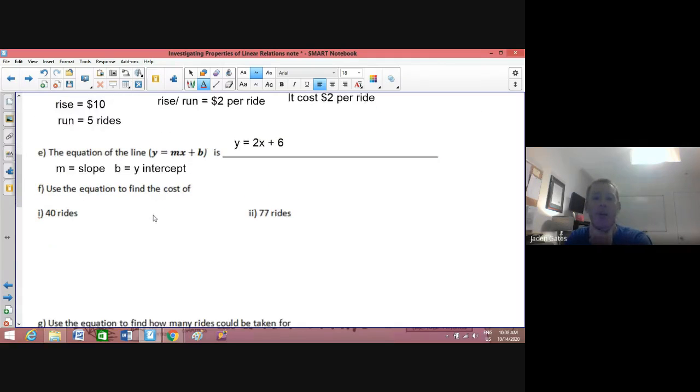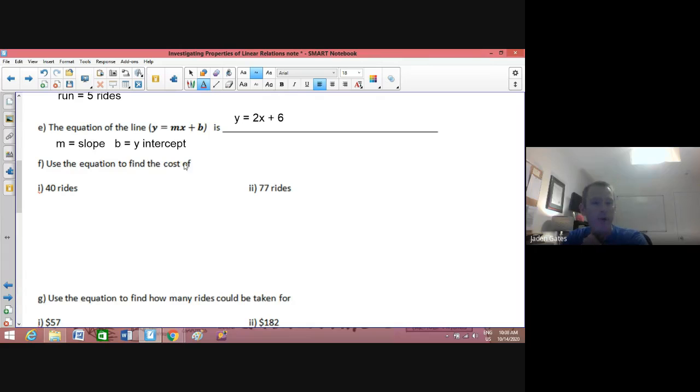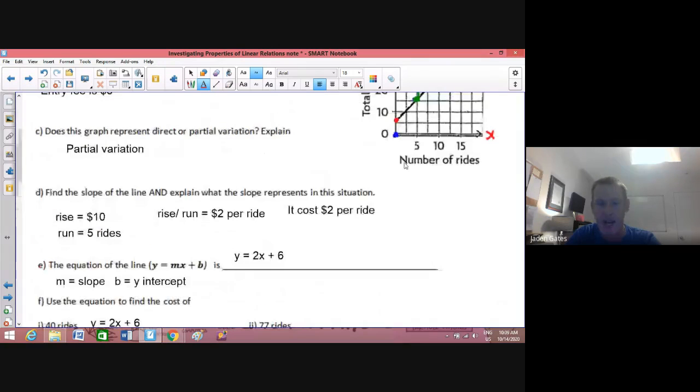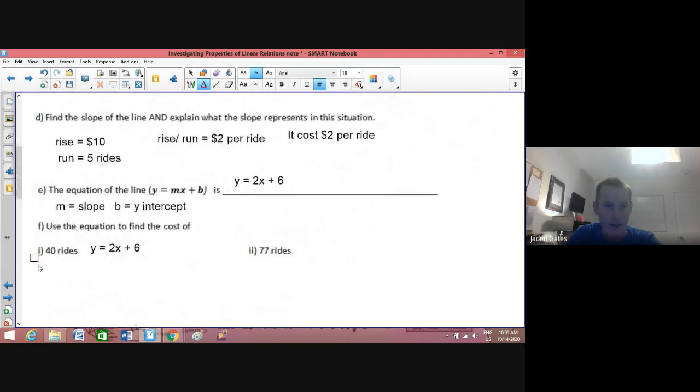Now that we have the equation of the line, we're going to use it to find the cost of 40 rides. So again, I'm going to write down my equation of my line here. Y equals 2x plus 6. Now I have a 40 here. I need to figure out in this equation, is this 40 the y value or is it the x value? And here's how you tell. You use your graph. 40 rides. I go up to my graph. Hey, look, rides, that's on the x-axis. So the 40 is actually my x value.